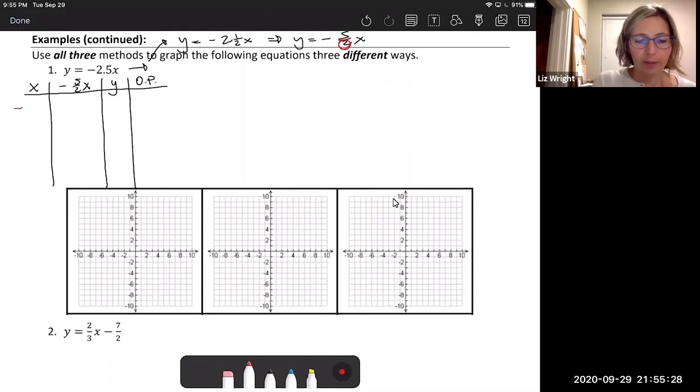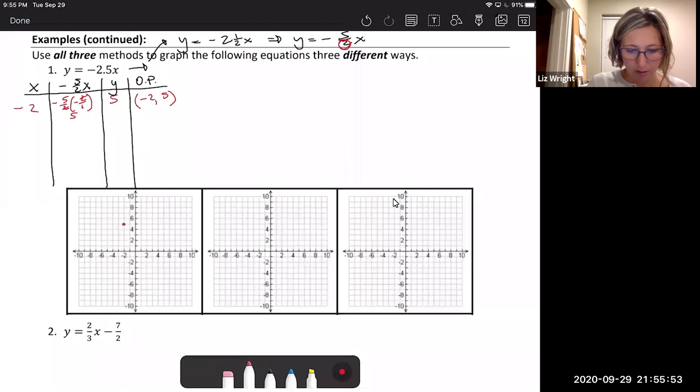So I'm going to do -2, and so I'm going to have -5/2 times -2/1. Those 2's are going to cancel out. That negative times the negative is going to give me a positive. So it's going to be a 5/1, which is just going to be 5. So then I'm going to have -2, 5. So I'm going to go graph that. -2, oh my goodness, this is small. -2, 5. And I'm going to graph another point.